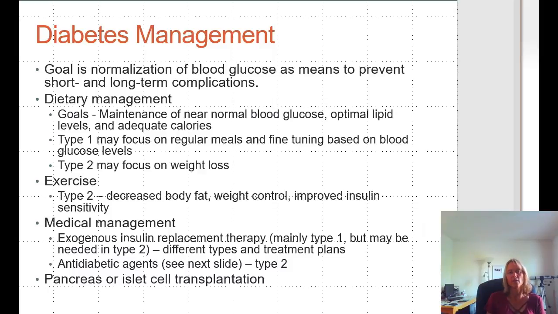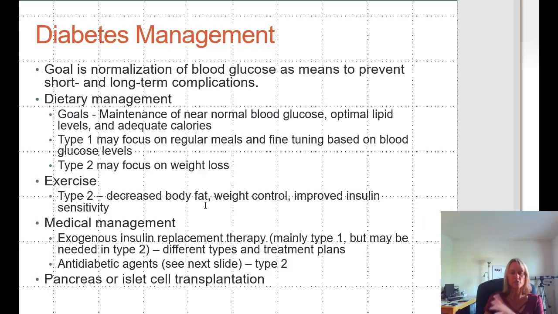Type 2 may focus on weight loss, and actually a lot of weight loss can even increase the insulin sensitivity of the cells. Exercise, for type 2, is going to be important to decrease body fat, control weight, and this will also help to improve insulin sensitivity. And then medical management. We're going to need exogenous insulin replacement therapy, definitely for type 1, but it may be needed for some type 2 patients.